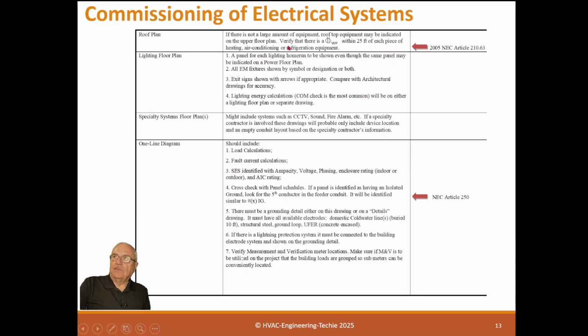Roof plan. This is normally a large amount of equipment, so you want to make sure you have a roof plan. Verify there are weatherproof receptacles within 25 feet of each piece of heating and air conditioning equipment for maintenance, or else maybe the HVAC unit has a power receptacle inside of it. The only problem is you want to make sure that receptacle is not fed from the unit power, because when you're working on it, you have the unit power off, so it needs to be a receptacle that's on when the unit is off.